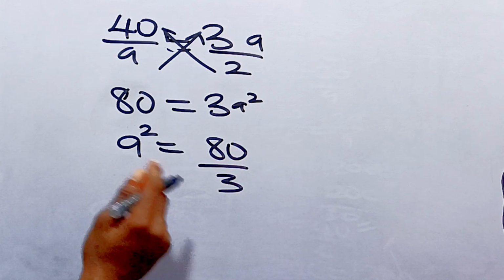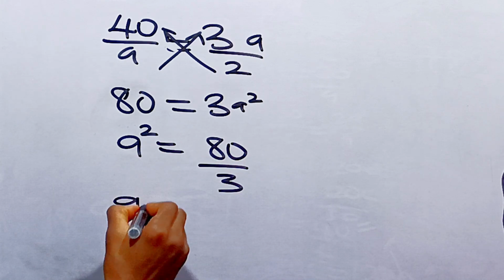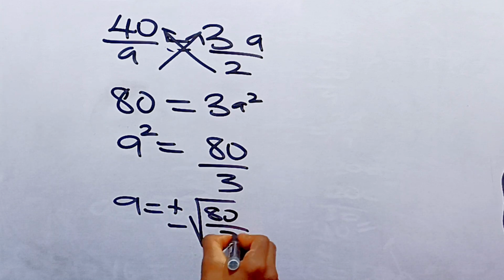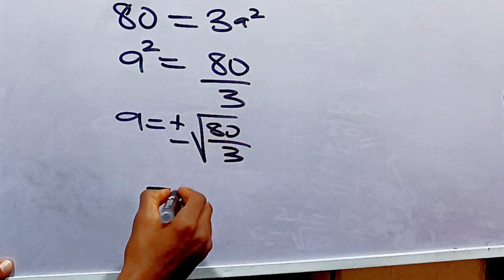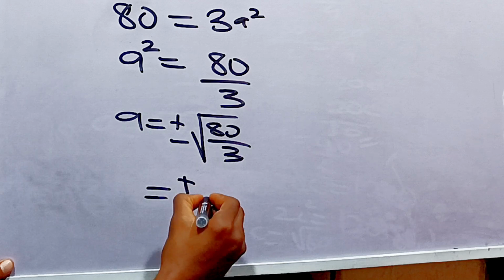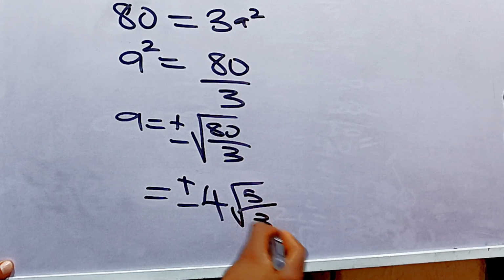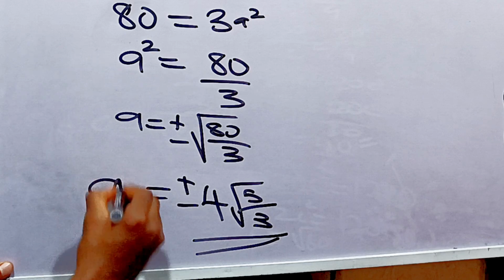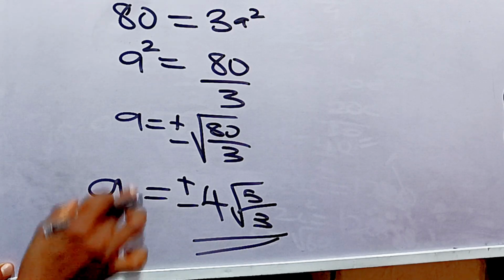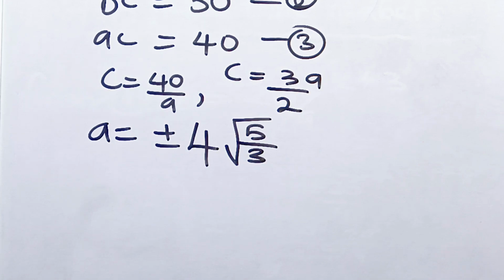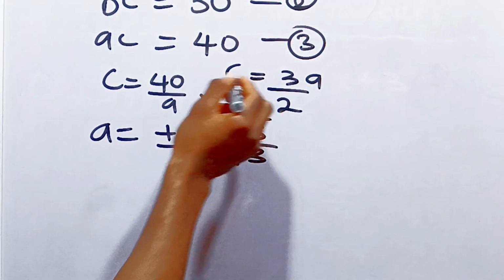Right, from here, taking the square root of both sides, A will be equal to plus or minus root of 80 over 3. This is 4 root 5, so we have that this is plus or minus 4 times root of 5 over 3. Okay, so these are the answers for A. Now let's find the answers for C, then B.